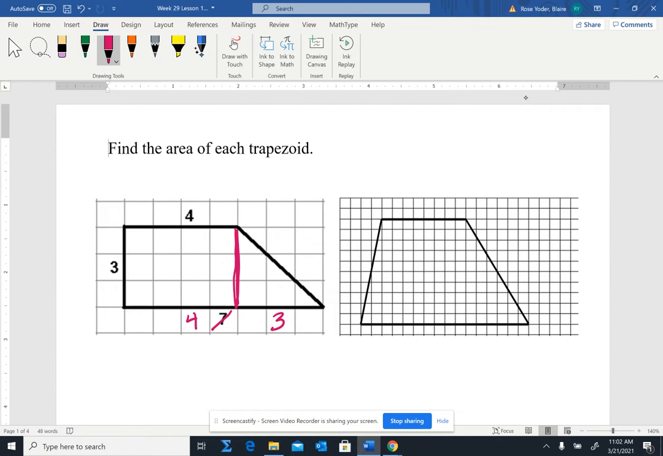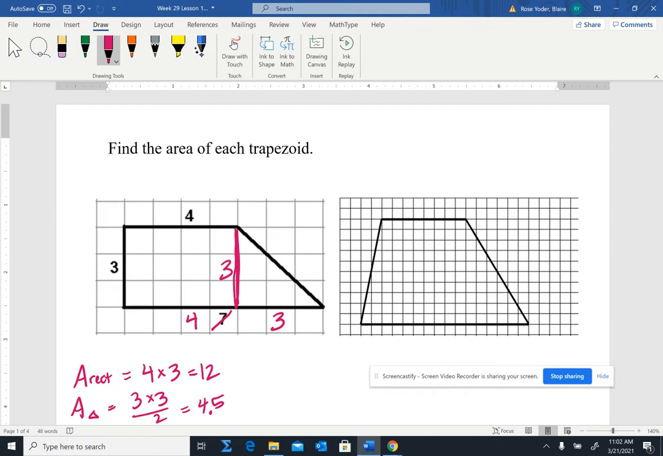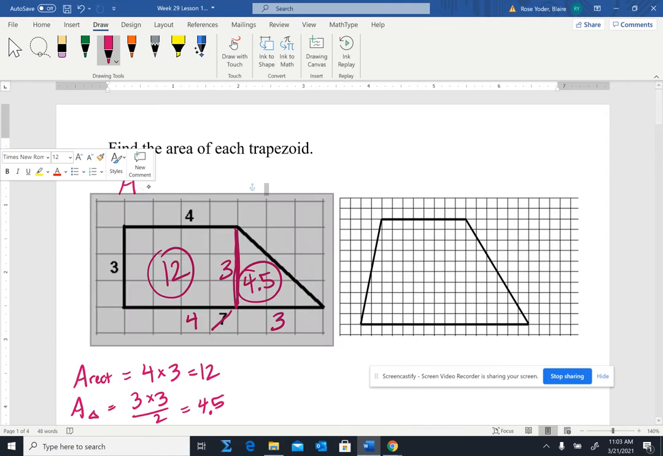And then I can steal this 3 and bring it over here. So we have the rectangle part is base times height, 4 times 3, which is 12. And then the triangle part is base times height divided by 2. 3 times 3 divided by 2, 4.5. Yes, a decimal is fine. So the area of the trapezoid is just the total of the rectangle area and the triangle area put together. So that's one way to find the area of a trapezoid, is just to split it up into pieces.